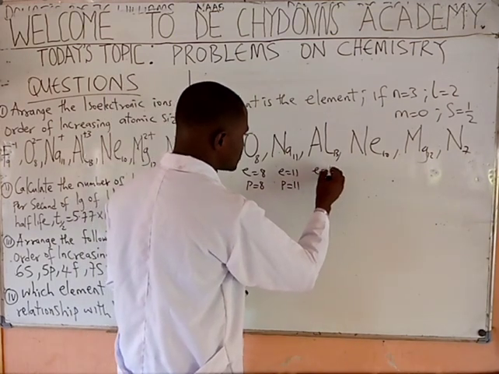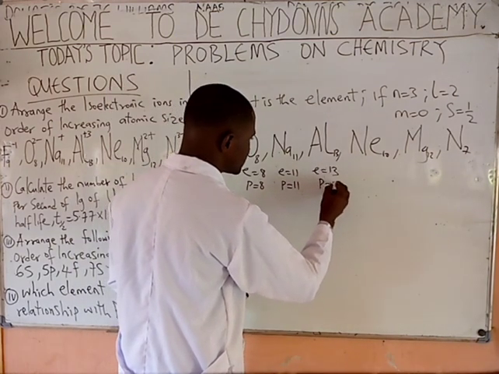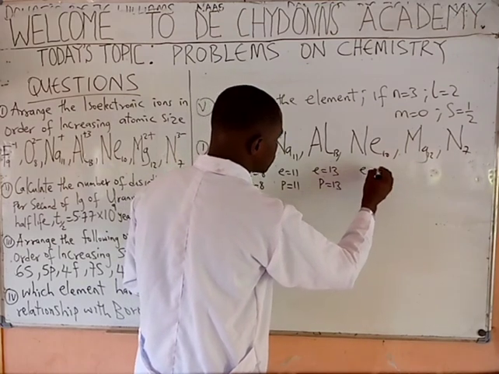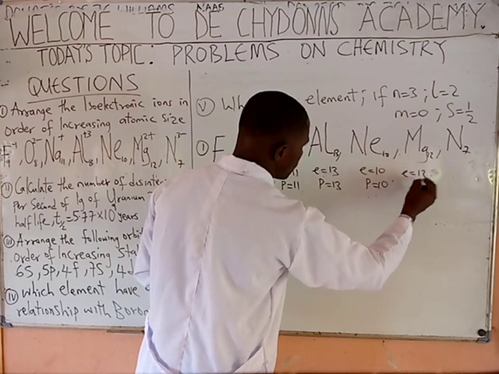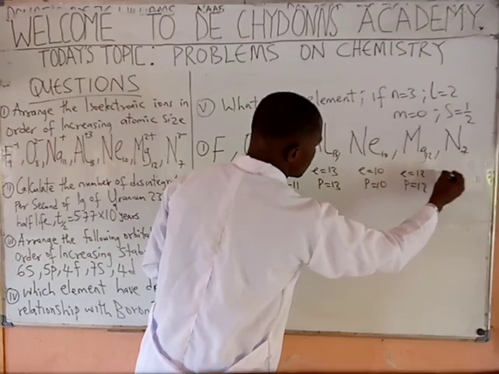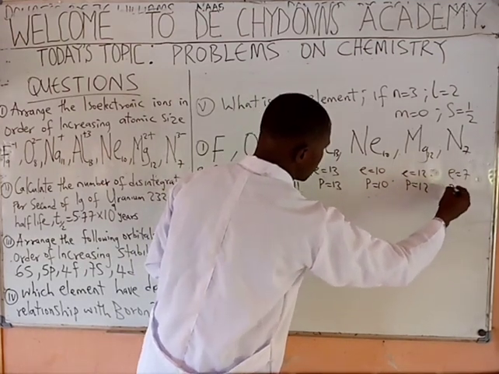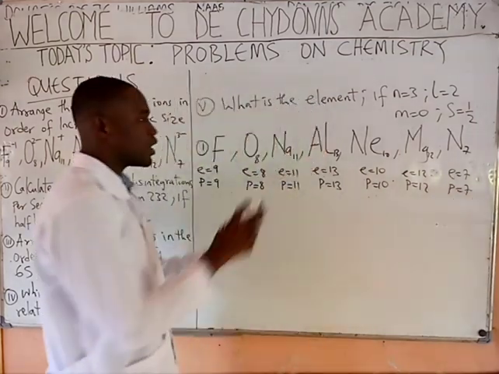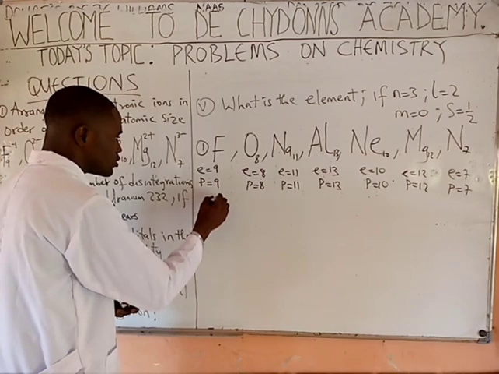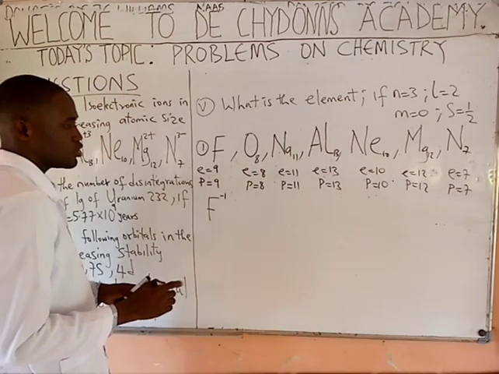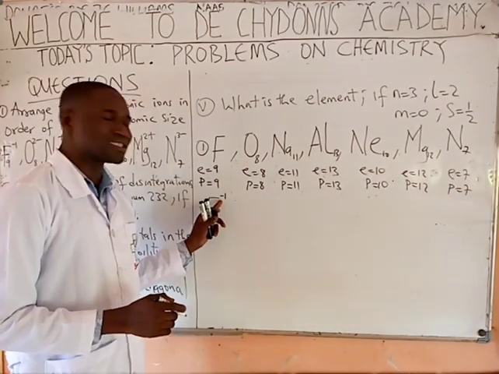Electron equal to 13, proton equal to 13. Electron equal to 10, proton equal to 10. Electron equal to 12, proton equal to 12. Electron equal to 7, proton equal to 7. They must be equal. Now, when you have this ion, fluoride ion, the implication is that this is an anion.